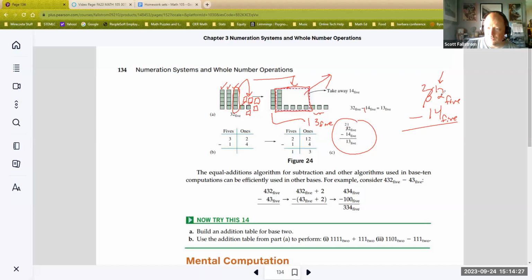It's 1, 2, which is a group of 5 and 2 ones. 1, 2 is 7. So this is 7 minus 4, which gives me 3. 2 minus 1, which gives me 1. And there's my final answer. Okay. Again, I think it's much easier.